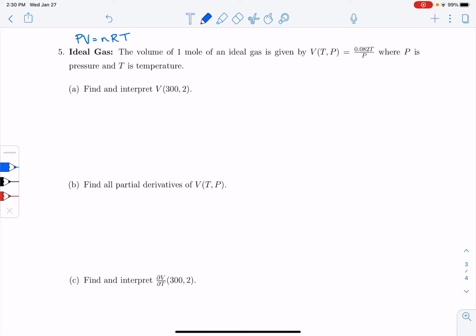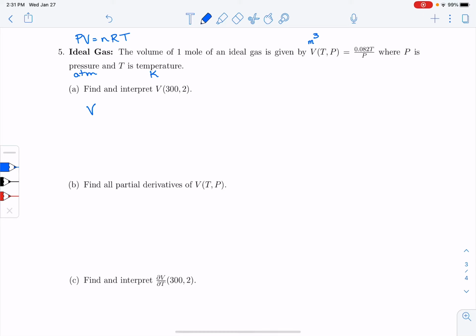So now I want to, first of all, just find what's the volume if my temperature is 300 Kelvin and my pressure is 2 atmospheres. So my units for pressure are going to be atmospheres, and my units for temperature are going to be Kelvin. That's so that my volume will be measured in meters cubed.